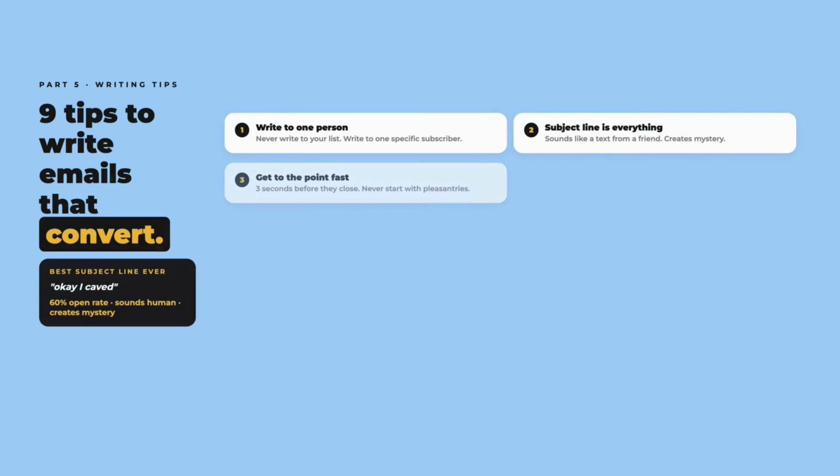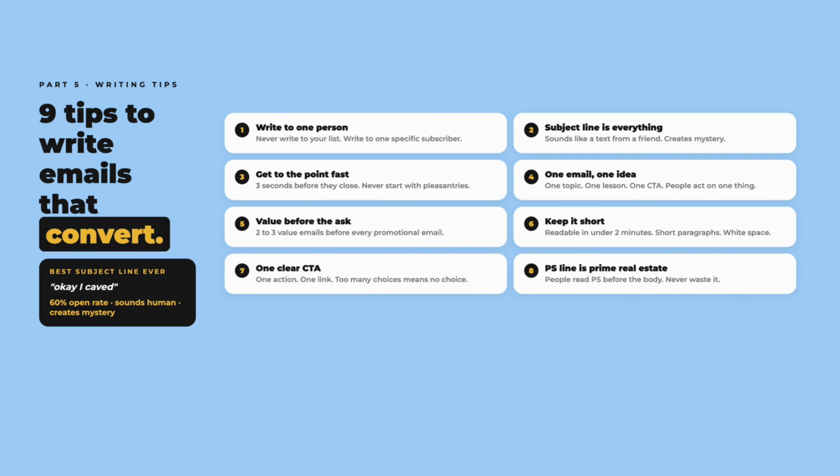Before we get to the metrics, let me give you the most important tips I have learned about writing emails that actually convert. Tip 1, write like you're texting one person. Never write to your list, write to one specific person. Imagine that one subscriber sitting on their phone, reading your email during their lunch break. Write to that person. When your email feels personal, people respond. When it feels like a broadcast, people ignore it.